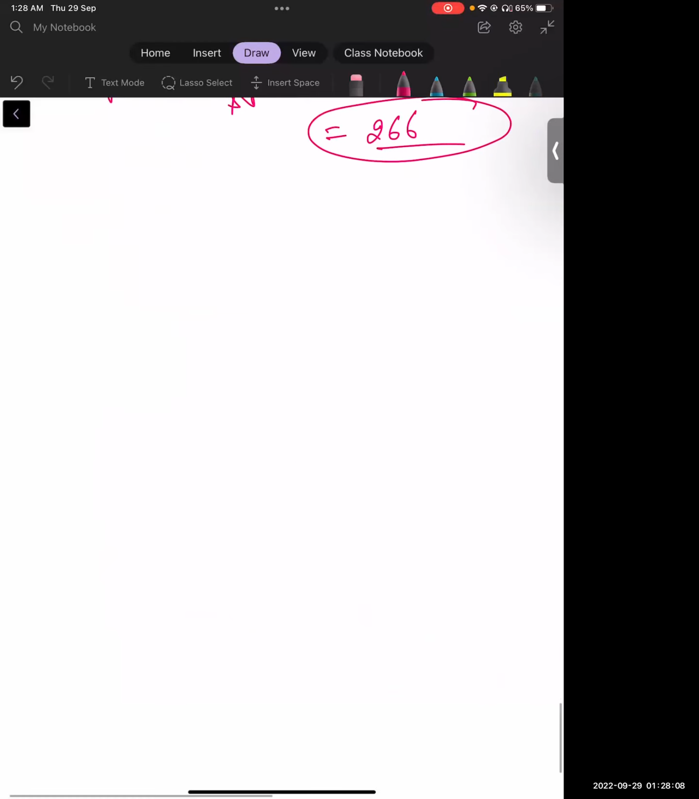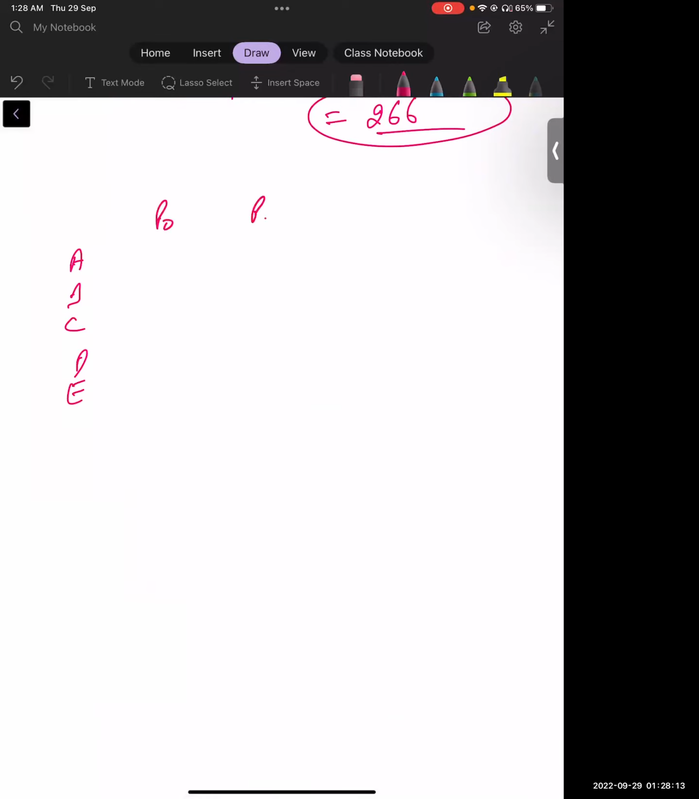Suppose A, B, C, D, and E, 5 goods are there, and the prices are 70, 98, 12, 35, 47. New prices are, suppose, 152, 274, 72, 112, and 156.